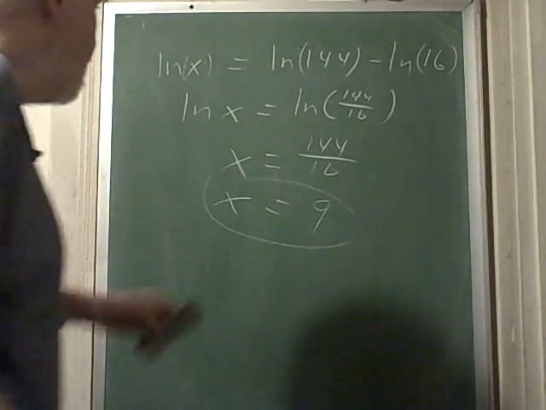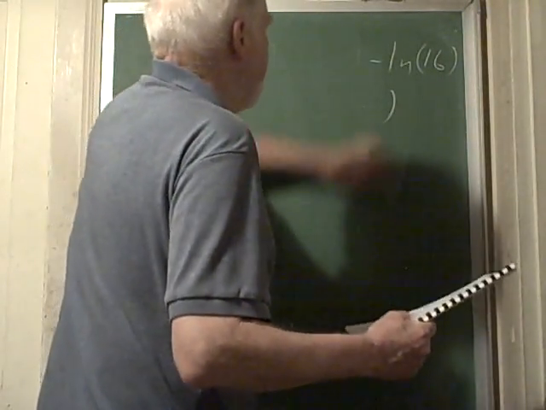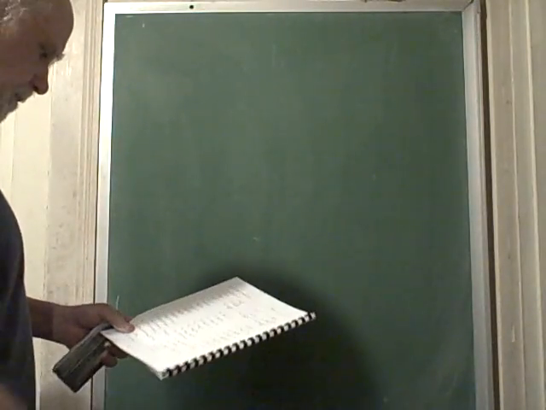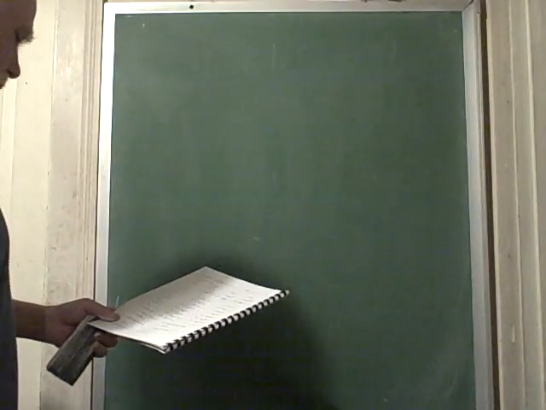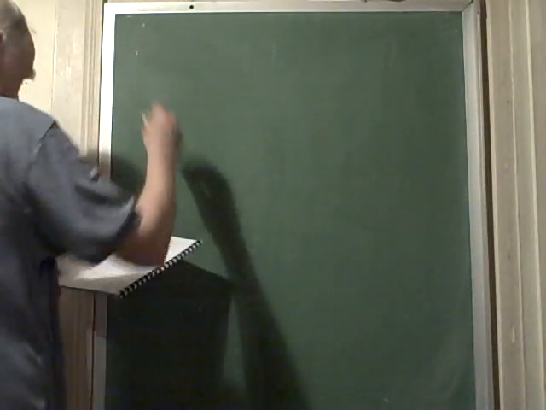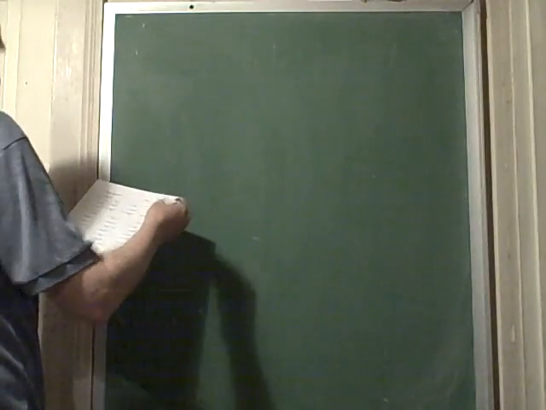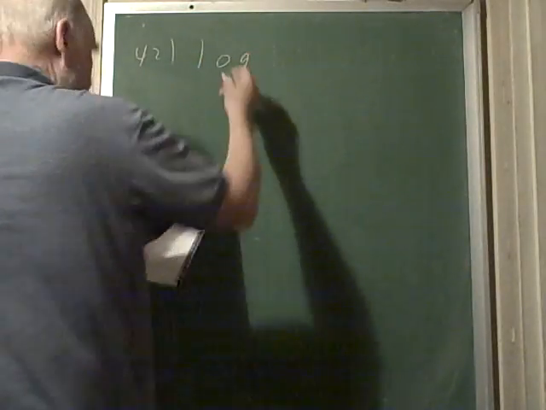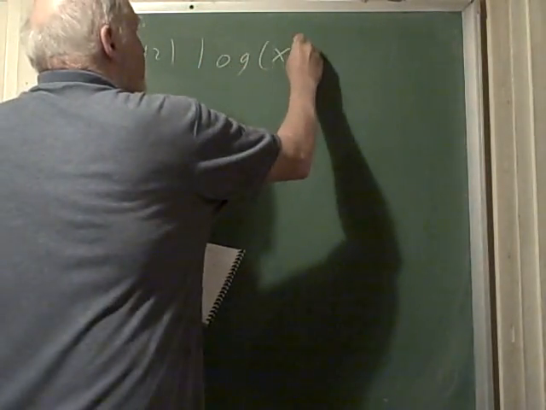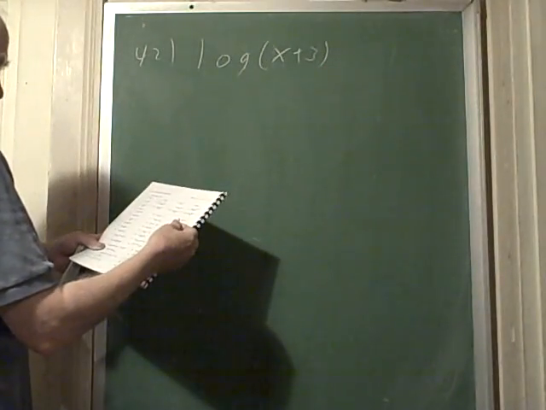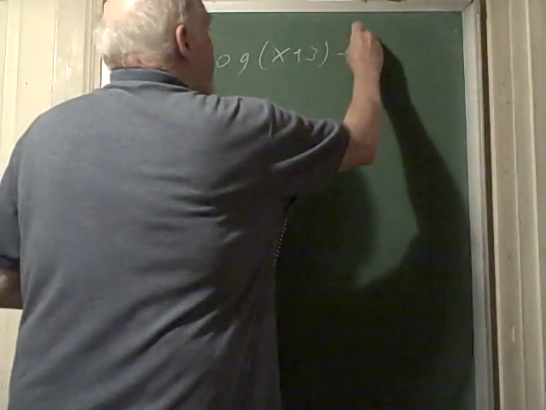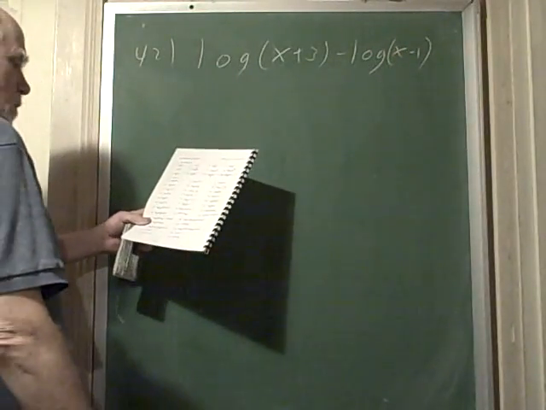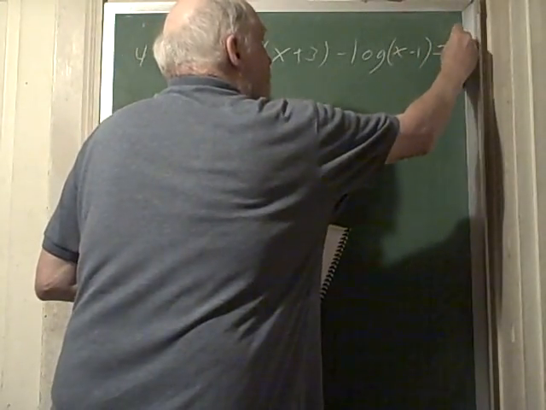All right. Now let's do a tough one, the kind you might see on a test and not know what the heck to do, right? Okay, here's one. Let's say this is number 42 in my notebook, and it's the log of x plus 3 minus the log of x minus 1 equals 1.